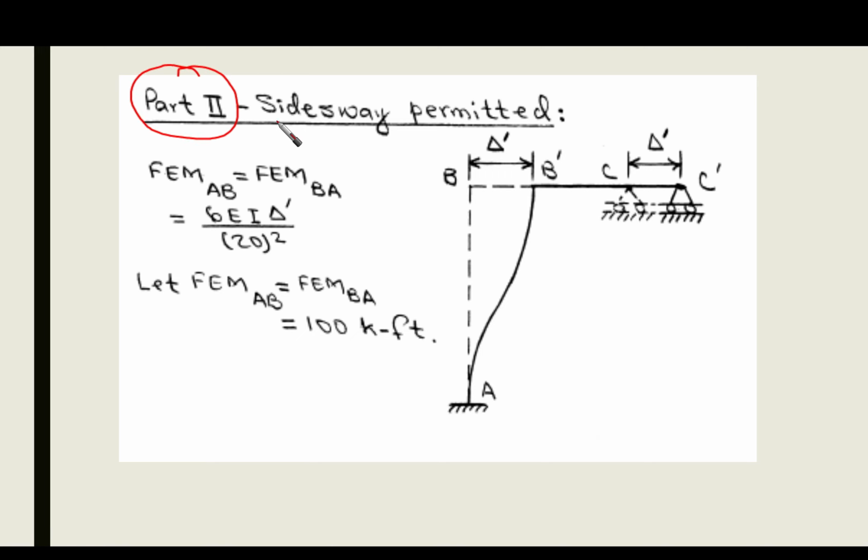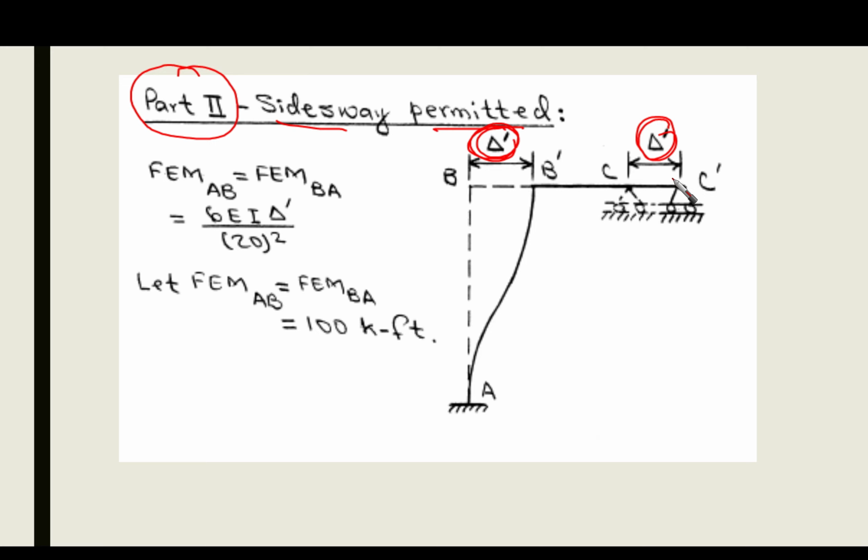Sidesway permitted. In this case, we're going to remove all the external loading, and we will apply a kind of lateral sway, which is delta prime here, as if we're pushing the structure laterally by a delta prime. Where is the external load? There is no external loading here.